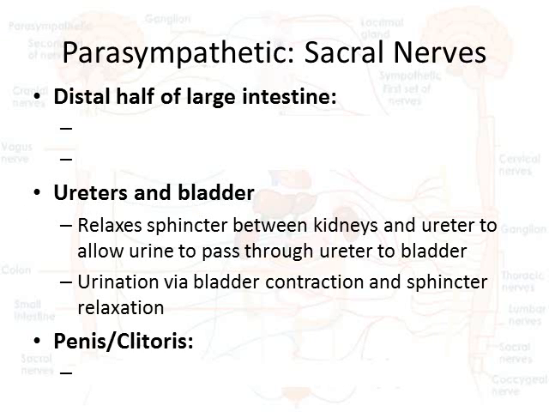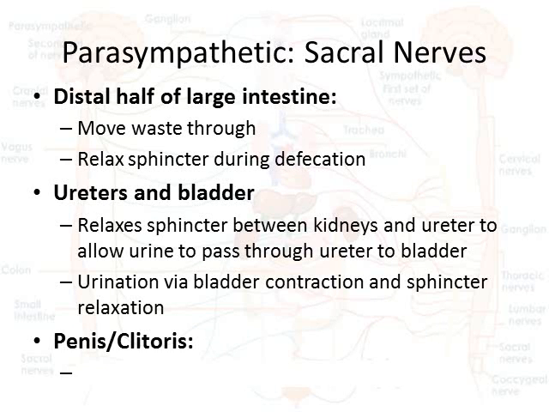Okay, so then the other side of the parasympathetic nervous system, the inferior side, are the sacral nerves. It's the distal half. This innervates the distal half of the large intestine. The main job here is to continue to move waste through, causing smooth muscle contraction and relaxation of the different sphincters along the way through the GI tract to allow food to move and to allow defecation to happen.